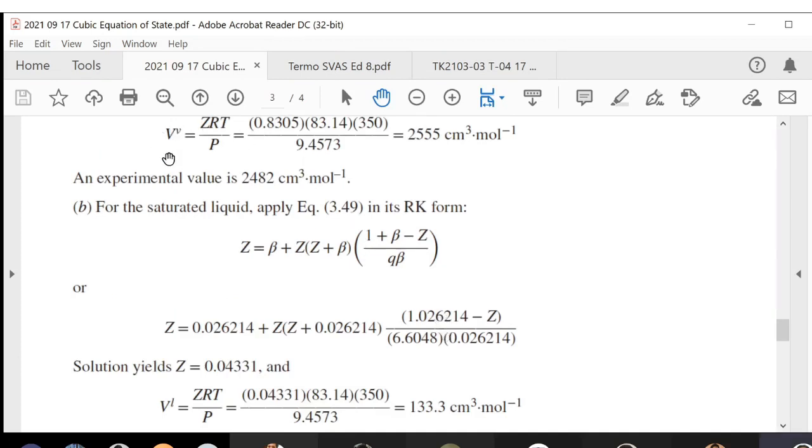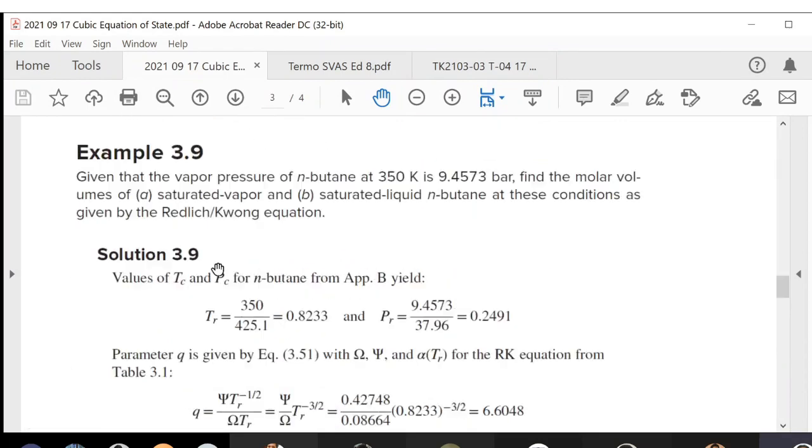Okay, let's compare. If it is vapor, 1 mole, the volume is 2500. If it is liquid, the same 1 mole, the volume is much less. That is only 133. So this one is maybe 20 times more than this. Okay, this is volume of vapor, this is volume of liquid.